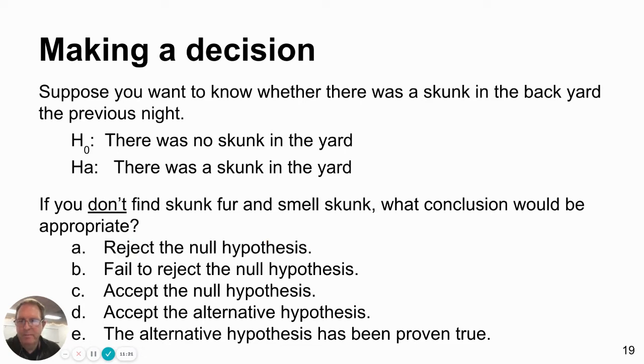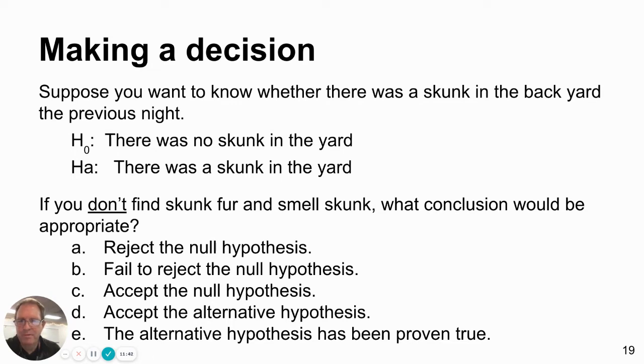Change the facts a little bit. This time, if we don't find skunk fur or smell skunk, what conclusion would be appropriate? Well, we're going to eliminate C and D because we never accept hypotheses, and E is wrong because we never say one is proven true. Now we're again debating between A and B.